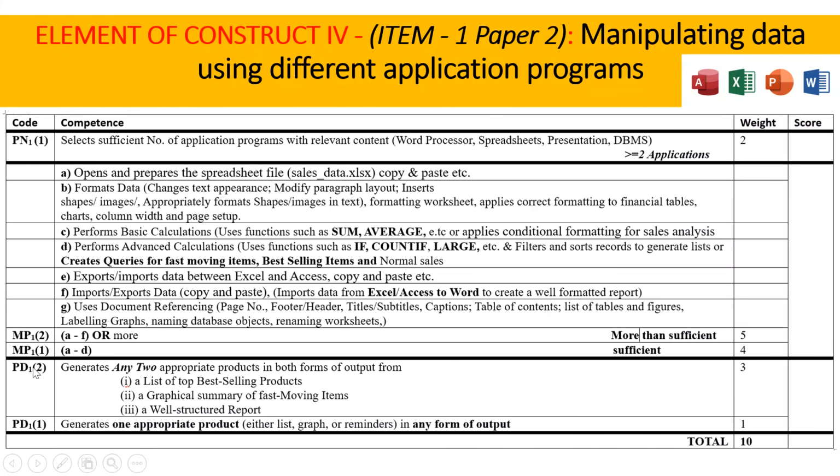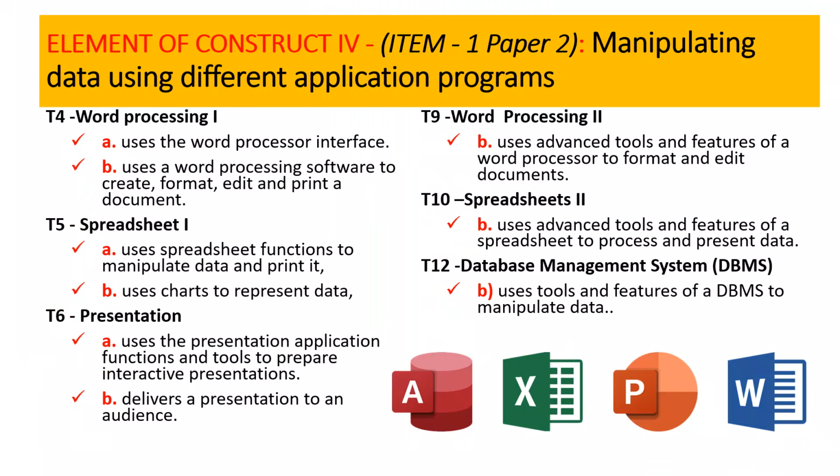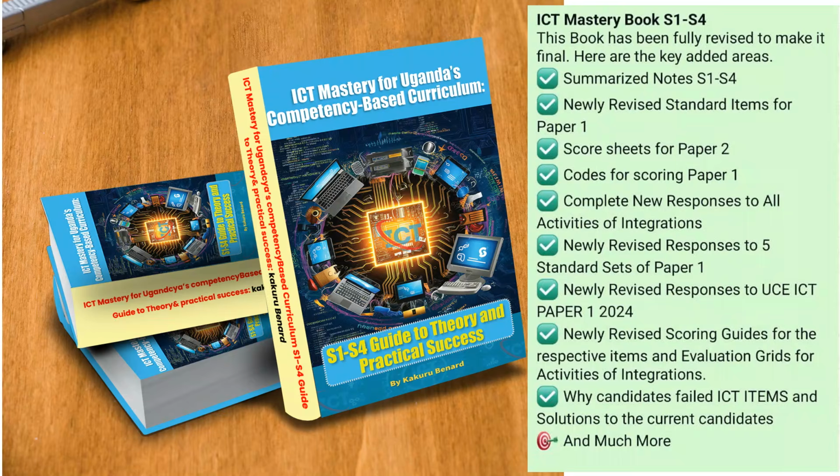P, this stands for the product. Now we are seeing if the candidate has generated any two appropriate products. For example, a list of top selling products, a graph summary of more of the fast moving items, and lastly, a well structured report. If at least any of those two are in hard copy and soft copy, then the candidate has done well. So the product and generally item 1, the score sheet, is around 9 to 10 scores, which are later converted to the 30 scale. This has been our session.